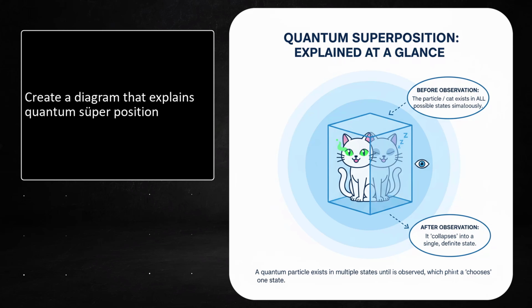The diagram doesn't try to overwhelm you with equations or physics jargon. Instead, it visually separates states, shows how a particle can exist in multiple possibilities at the same time, and then collapses into a single outcome when observed. Simple icons, clean arrows, and clear labels do most of the teaching.